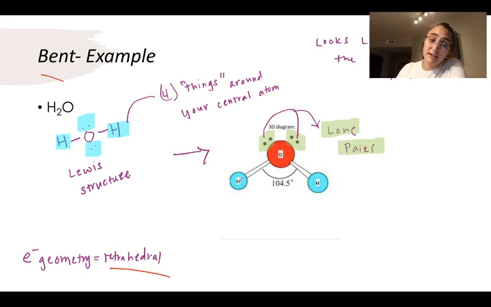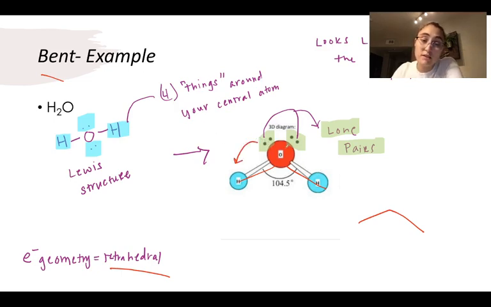So what I actually get is this bent shape, and it looks just like this. Or I'll draw it like this. It's like linear, similar, where there's only 2 points, but it has a bent shape. And the reason it actually has this bent shape is because of these lone pairs.